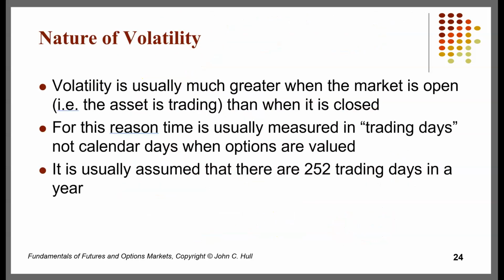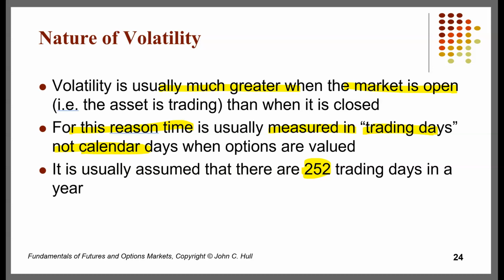The nature of volatility, what do we have here? Volatility is usually much greater when the market is open. That's why you want to use trading days. For this reason, time is usually measured in trading days. That's why you want to use trading days, not calendar days. So you don't use the square root of 360 days in a year, or 365 days in a year. You use 252 days because there are 252 trading days in the year.